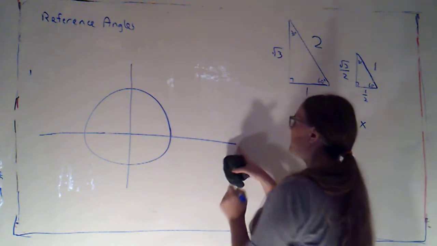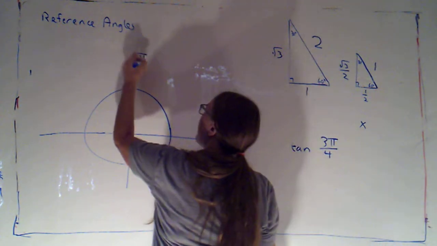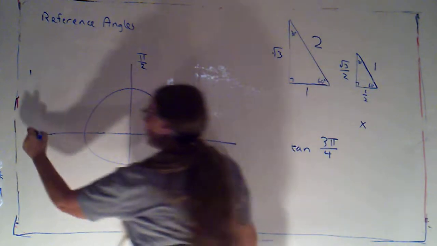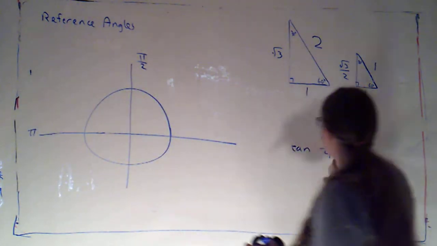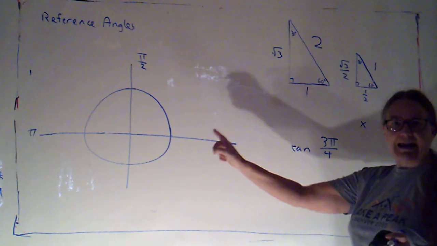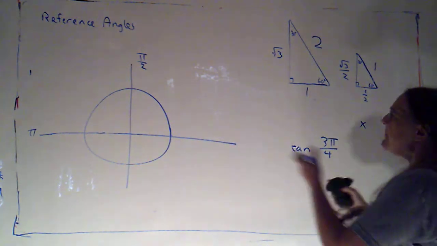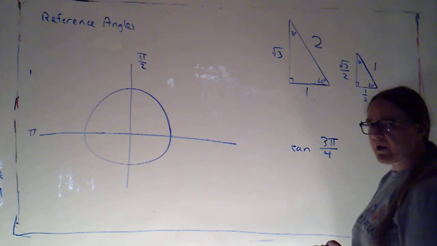So, this would be 0. I know this is pi over 2. This would correspond to pi. Now, 3 pi over 4 is smaller than pi. I can sort of see that. But sometimes it's a little bit hard to tell where things are.